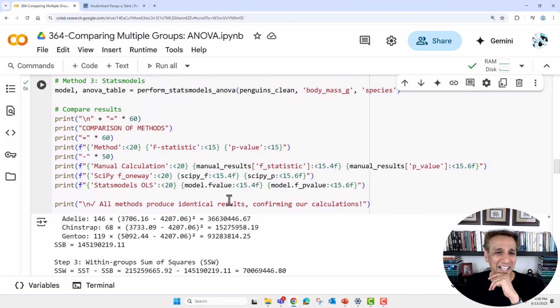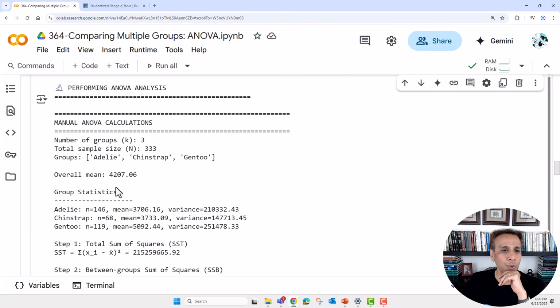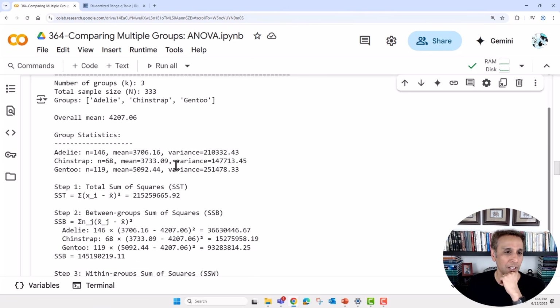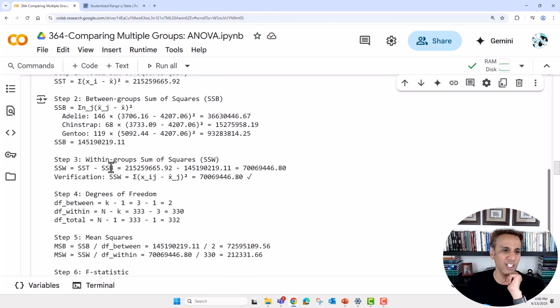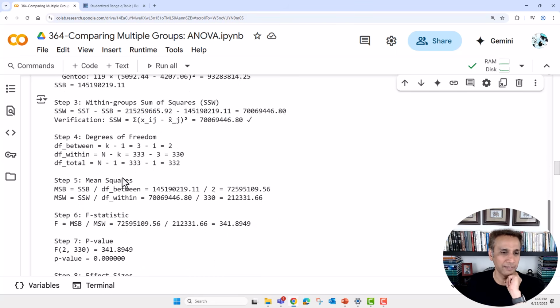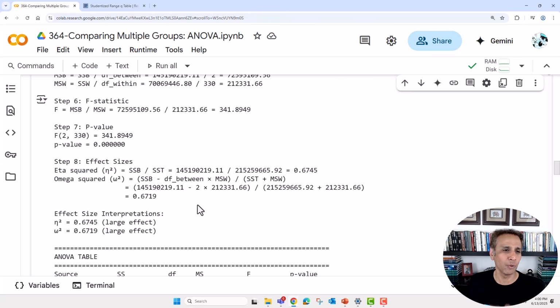So, okay, let's go ahead and look at this. Number of groups 3, total size 333, after we dropped some of the null ones, and the overall mean. This is basically what we hand calculated. Step 1: total sum of squares, between group sum of squares, and within group sum of squares. Originally I wanted to show you only this and not in PowerPoint, but again, this is not that straightforward, so I hope you appreciate what we have done. Mean squares, F-statistics, and so on. Okay, all that fine. What did we get?